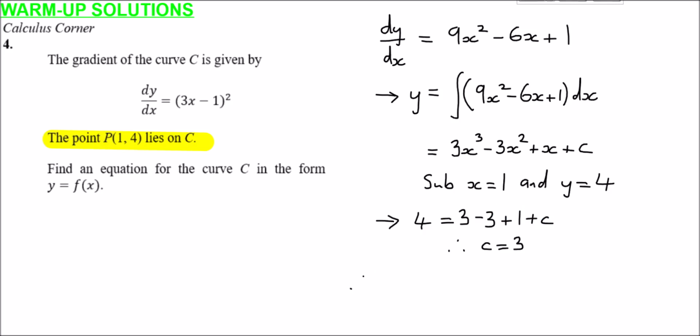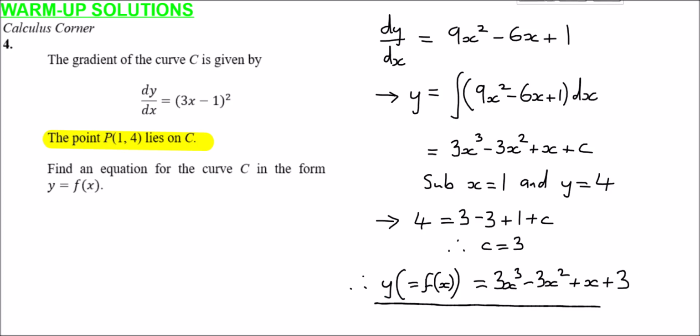So therefore, y, which we're told is f of x, is 3x cubed minus 3x squared plus x, and plus the constant of integration, which we've worked out is 3. And that's all of the warm-up questions completed.